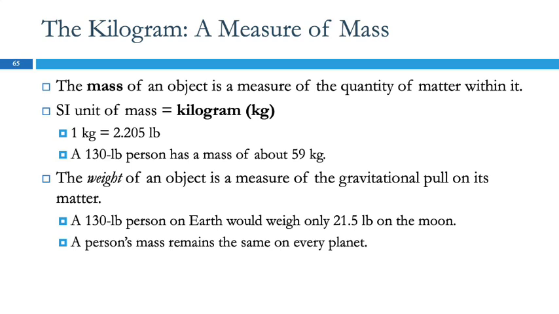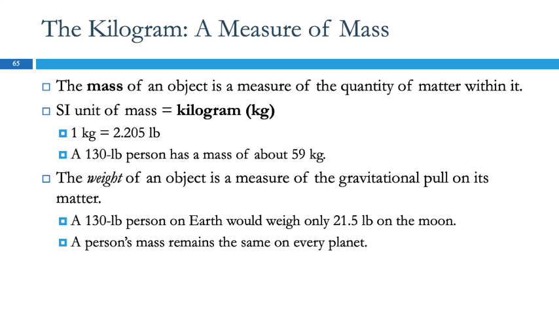Mass is a measure of how much matter is in something. The SI unit is the kilogram. We use the gram a lot in chemistry because it's a smaller unit and it's more appropriate for the amounts of stuff that we use. A kilogram is about 2.2 pounds, right? So about twice as big as a pound.